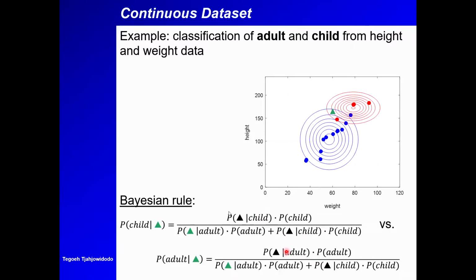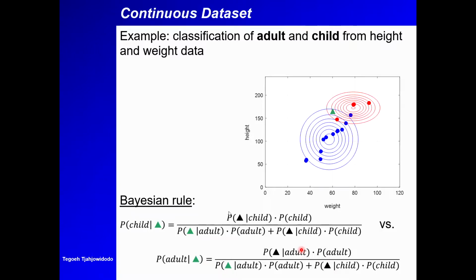We are not really interested in the quantitative probability value. We just want to define which one is largest. So let's just calculate the numerator to make our life easier. Okay, so we just calculate this value and this value to come up with a conclusion.